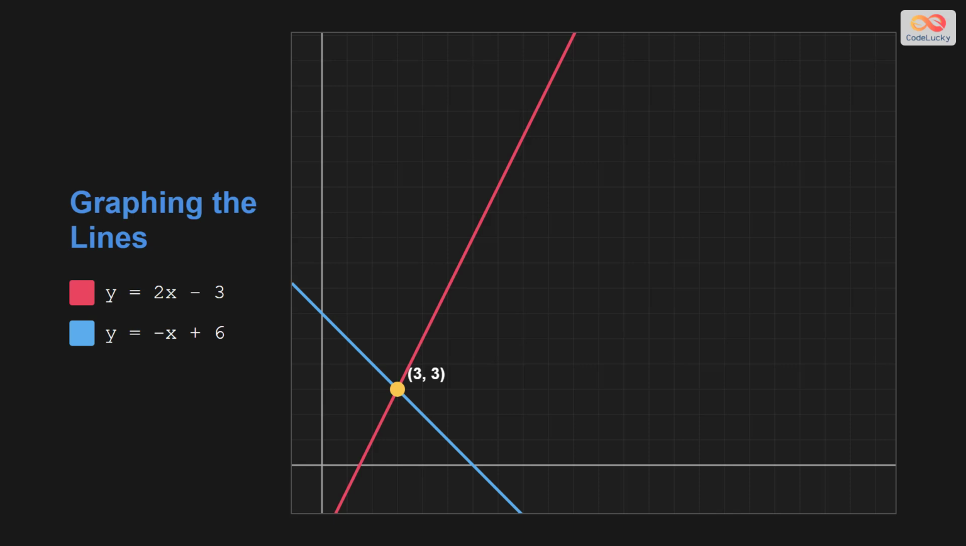When we graph these two equations, we can see the two lines they form. The first line, y = 2x - 3, slopes upward. The second line, y = -x + 6, slopes downward. They clearly cross at one single point.